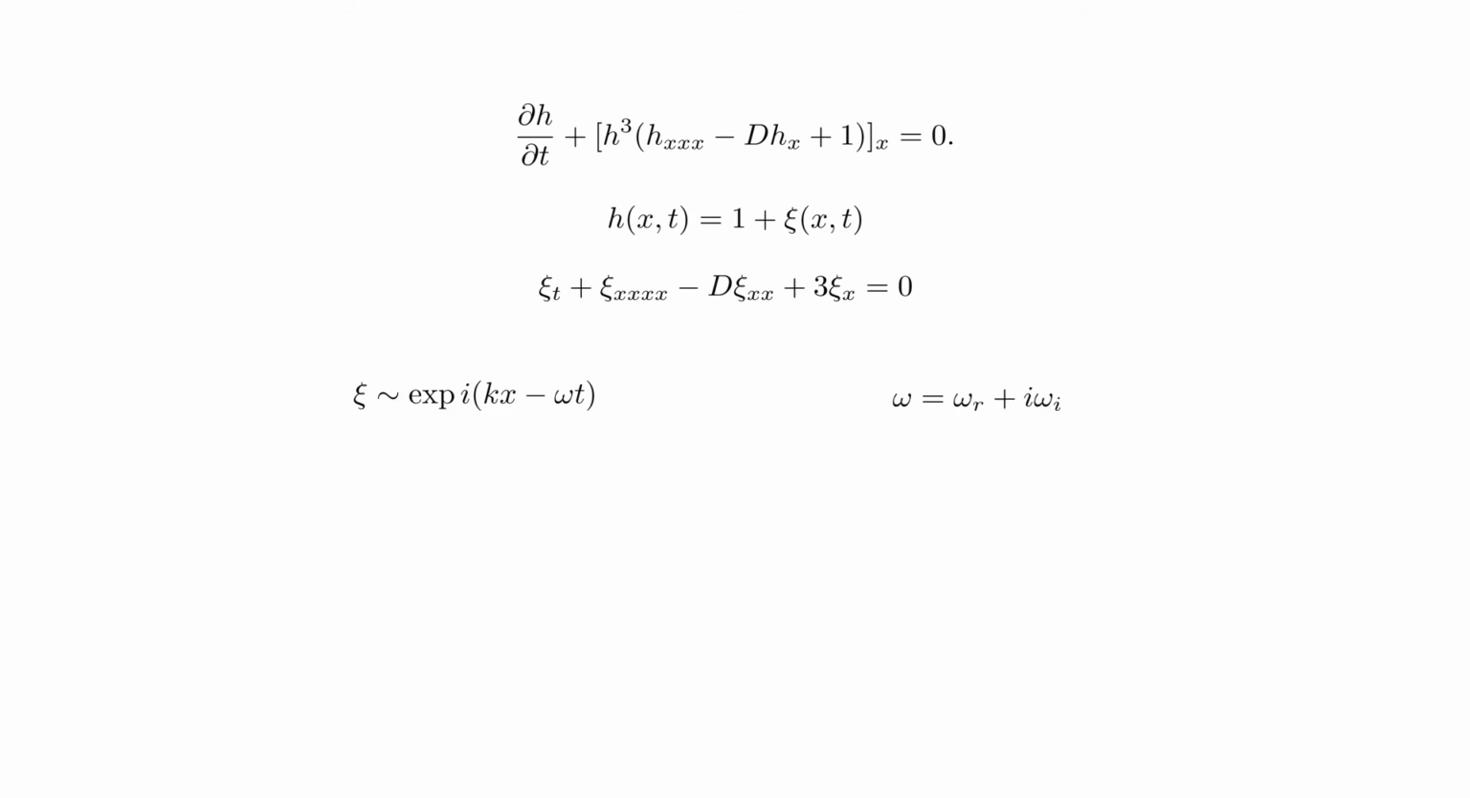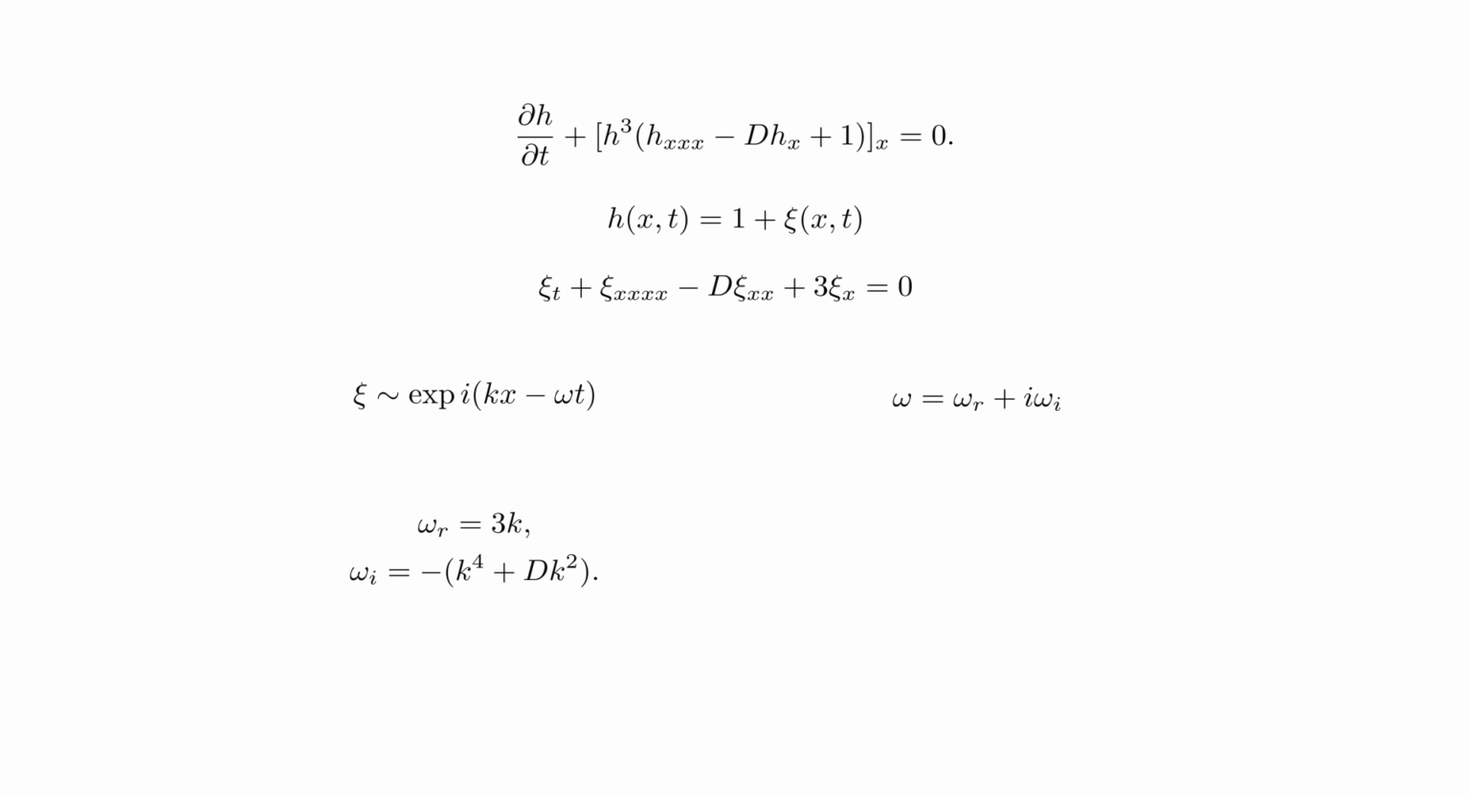We write psi equals the exponential of i times kx minus omega t, where omega has both a real and imaginary part. Simplifying the results, we are left with the following dispersion relations. We are interested in omega I. For omega I negative, the real component is negative, and so any perturbation will decay to zero. But for positive omega I, they will grow.